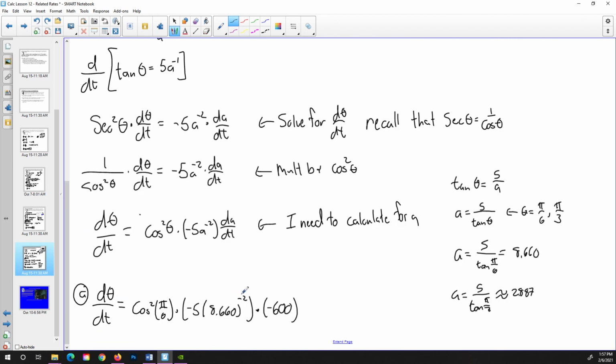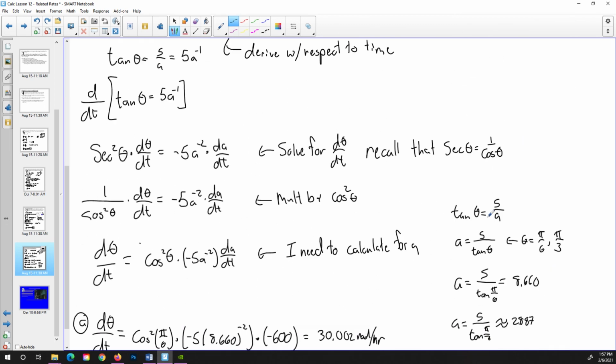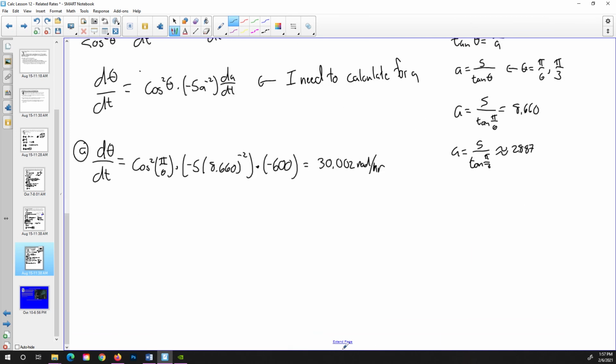So if I plug all of this into my calculator, I get 30.002 radians per hour. Now I know that seems like a lot because 2 pi radians is a full circle, so 30 radians per hour seems to be a lot. But remember, it's traveling at 600 miles per hour and we're only talking distances of around 5 miles. So it's traveling pretty fast, so that change is going to be very quick.